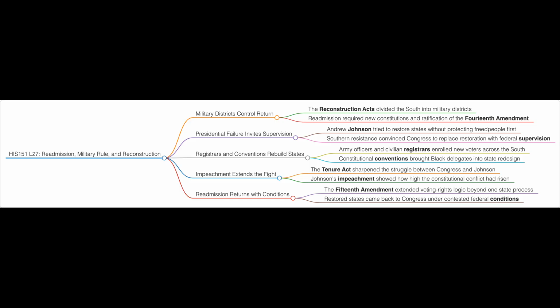The 15th Amendment reveals that readmission was never only about restoring seats in Congress. It prohibited denial or abridgment of the vote on account of race, color, or previous condition of servitude, and it authorized Congress to enforce that guarantee by legislation. During military Reconstruction, Black male suffrage had been a condition of Southern political re-entry. With ratification in 1870, that condition became a national constitutional rule. The transition moved from temporary supervision in specific states toward a broader constitutional principle, one intended to outlast military districts and convention politics.